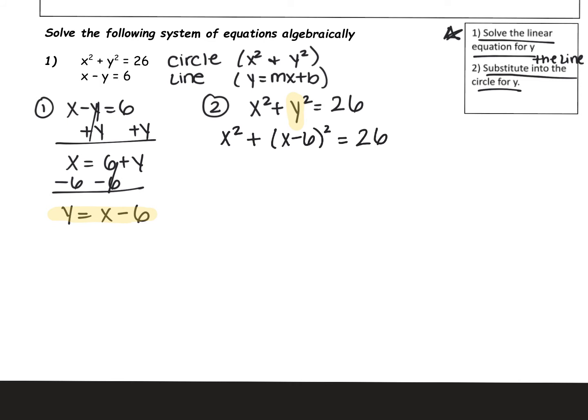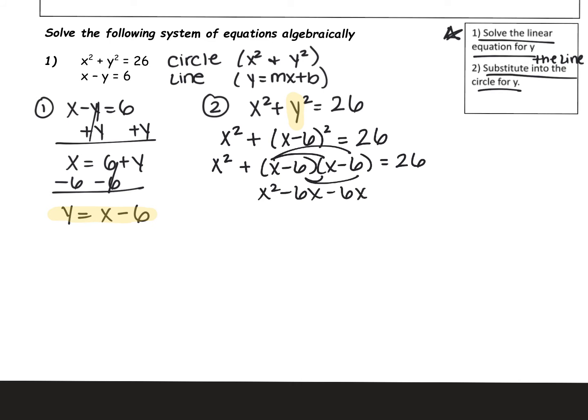So we solve this just like we did yesterday. We have to set it equal to 0, factor, t-chart, and solve. So before I can get into factoring, I should probably double distribute this (x minus 6) squared. So x times x, x times negative 6, negative 6 times x again, and negative 6 times negative 6 is a positive 36, and plus x squared. So let's combine some like terms.